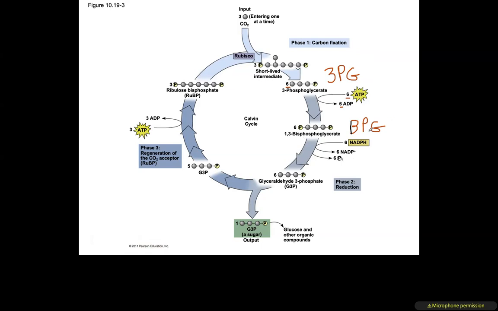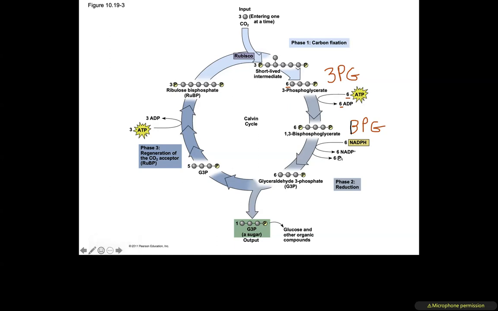All right, so then this BPG is going to receive electrons from the NADPH molecules that come in. Where did they come in from? They came in from the light reaction. And so 6 NADPH molecules, one for each of these, they're going to drop off electrons. When they drop off electrons, guess what? This phosphate just falls off. It doesn't need to be there anymore. And now we have a new molecule. And that new molecule is called G3P.